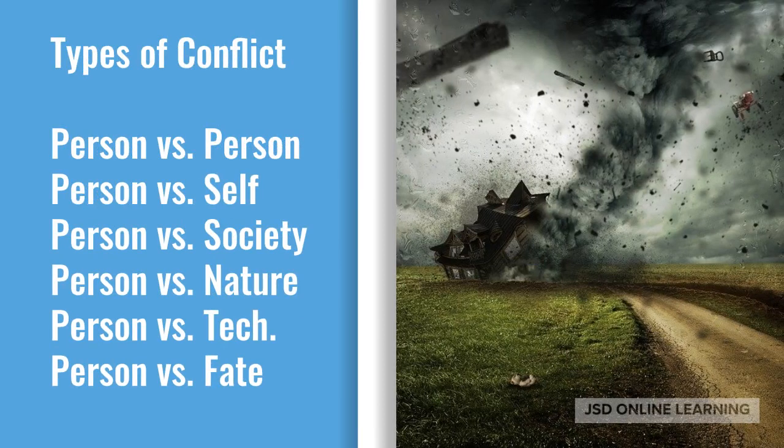There are a lot of types of conflict that you could have in a story. Here are some examples. You could have person versus person, maybe an enemy that the protagonist has to fight. Person versus self, maybe there's some kind of battle within. Person versus society, nature, technology, fate. The list could go on, but there always has to be some kind of struggle that keeps the story moving.